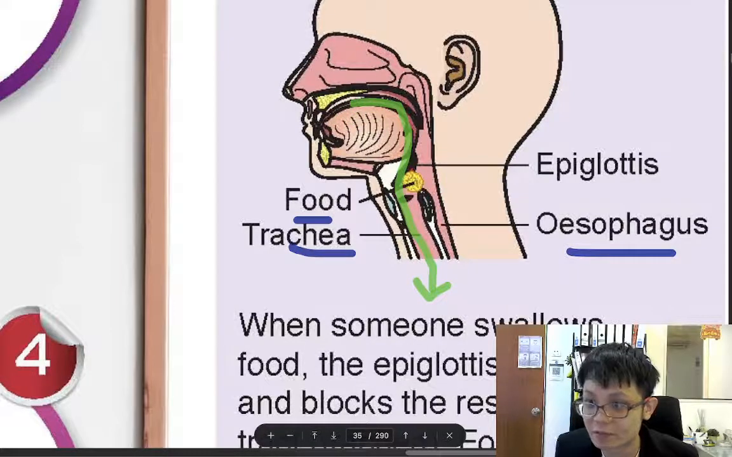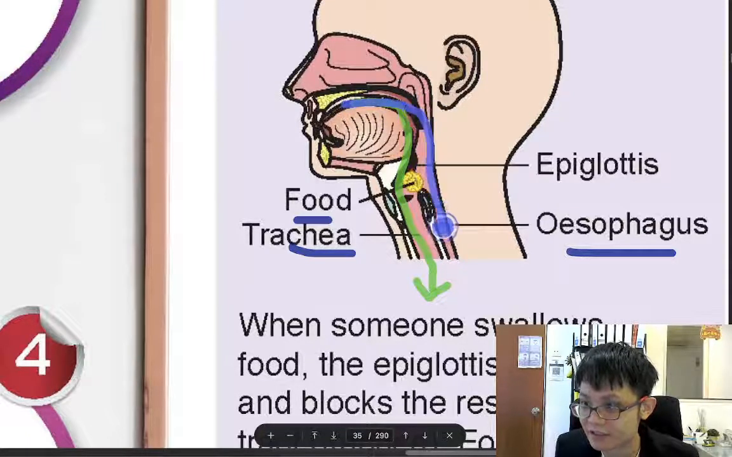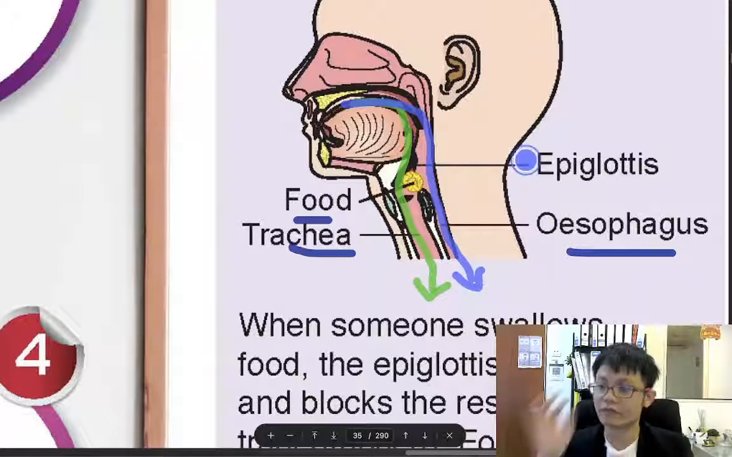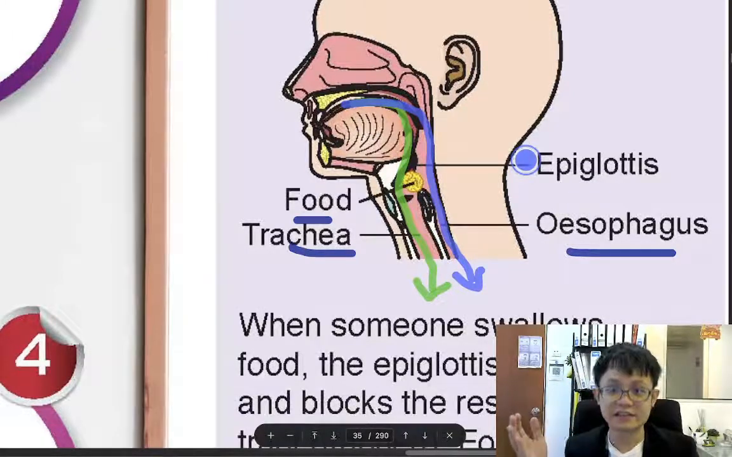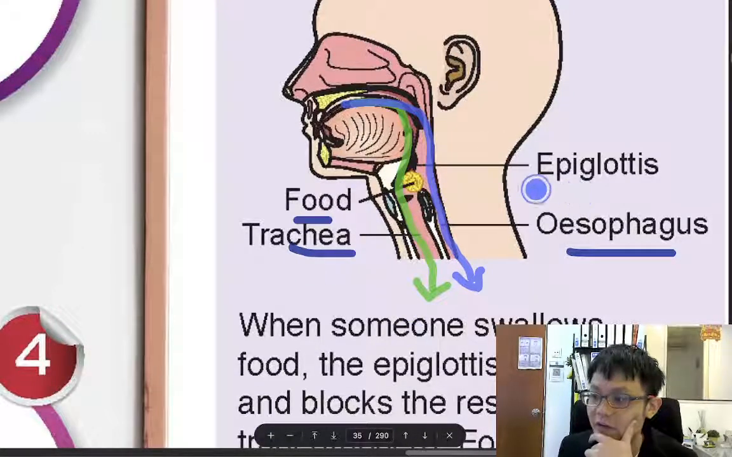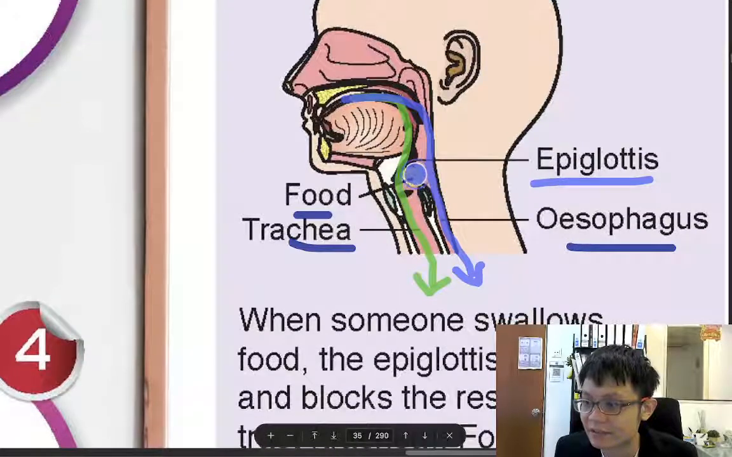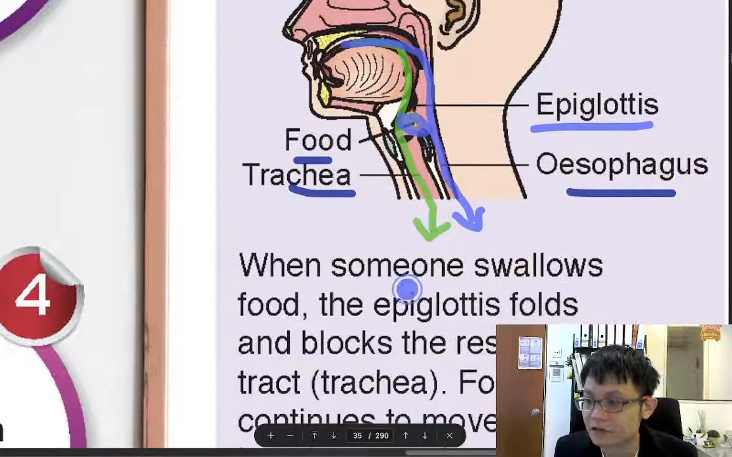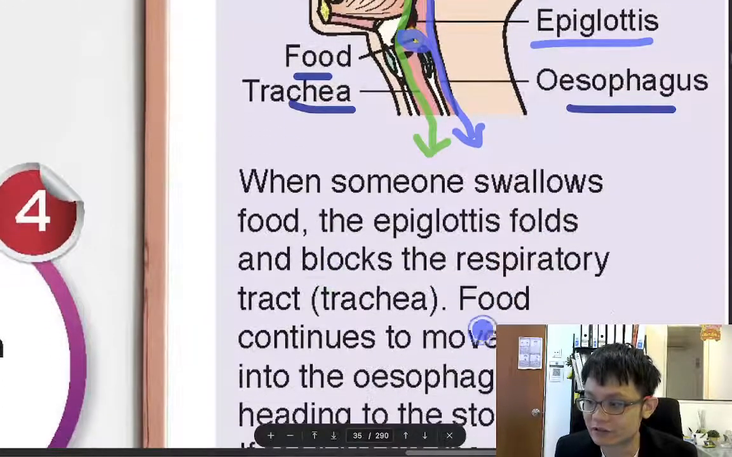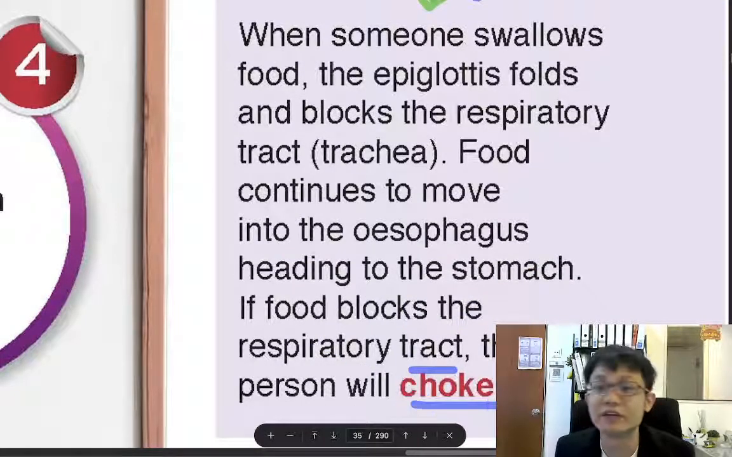Let me take the blue pen to draw the eating. This is the esophagus for eating, and we have the trachea for breathing, and the epiglottis, which is this part of the body. Sometimes the food blocks here. When someone swallows food, the epiglottis folds down and blocks the respiratory tract, and food continues into the esophagus. If the respiratory tract is blocked, the person will experience choking, meaning he cannot breathe.